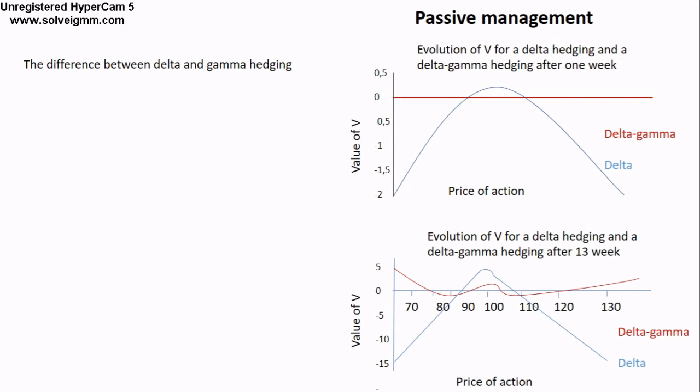The difference between delta and gamma hedging. This is just a passive management, okay? This is the evolution of V for delta hedging, so 1 week of V, and we can see when we are out of the money, delta is not good in and out, but it's okay. And when we use delta gamma hedging, we're perfect because it's like a constant near 0. So there we hedge all risk.